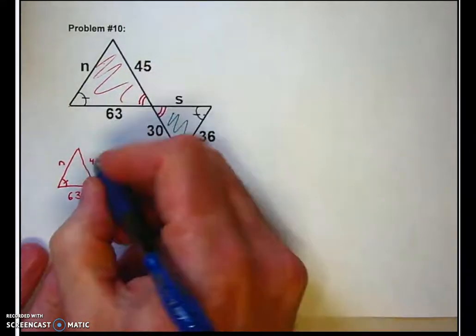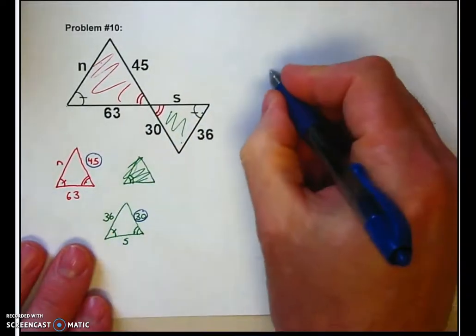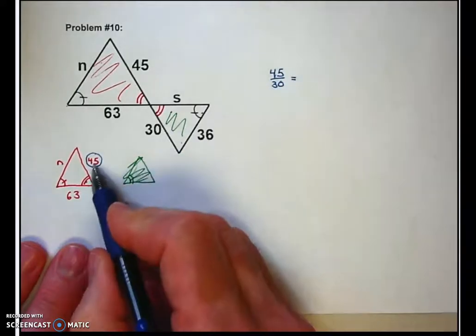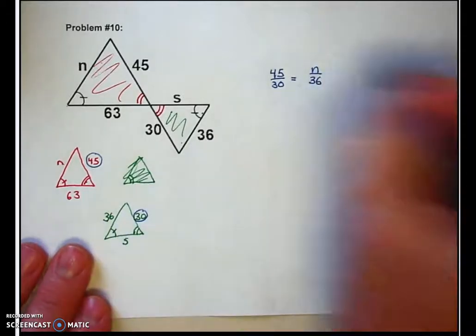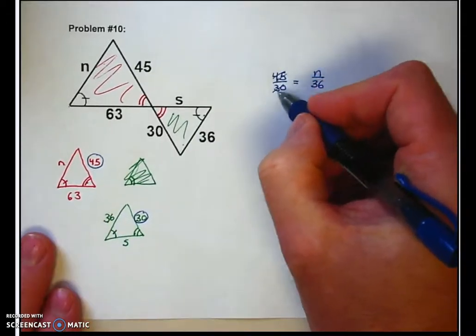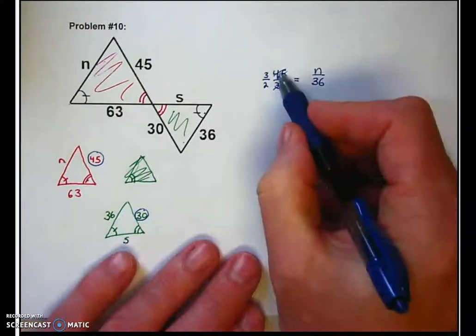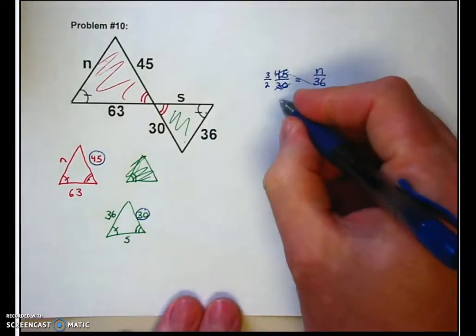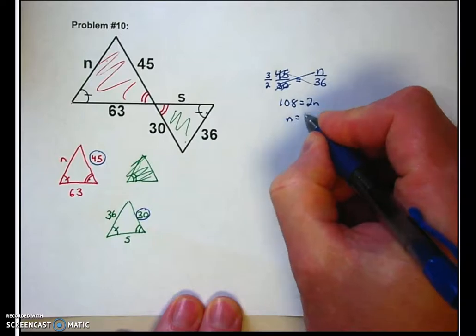Now, these two sides are the sides that are most attractive because they don't involve any variables. So I could say 45 is to 30 the same way N goes with 36. Now, you might reduce this fraction, I think 15 goes into both of these, into 3 halves. So now you can cross multiply and get 108 equals 2n. So n equals 54.